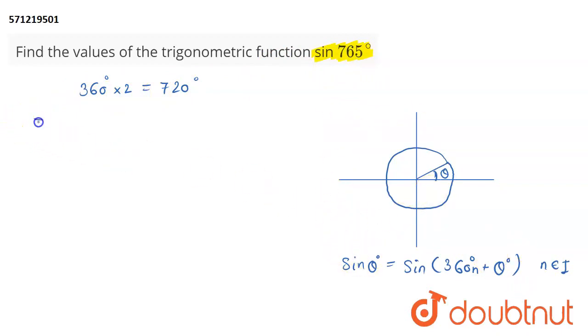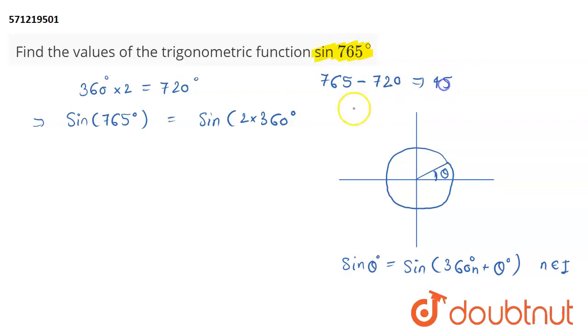So you can write sine of 765 degree as sine of twice 360 degrees, and what is the remaining term? You can find that by subtracting 720 from 765. It is 45, so plus 45 degree. From here you can observe that sine of n times 360 degree plus theta is equal to sine theta. So I can write it as sine of 45 degree.